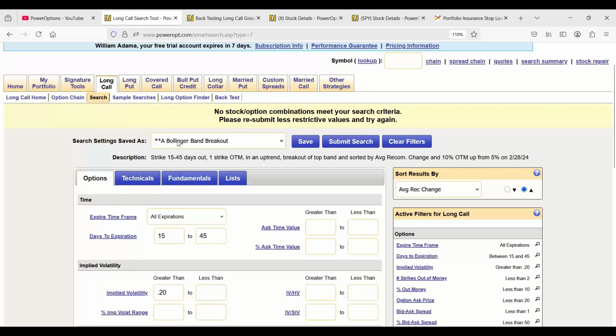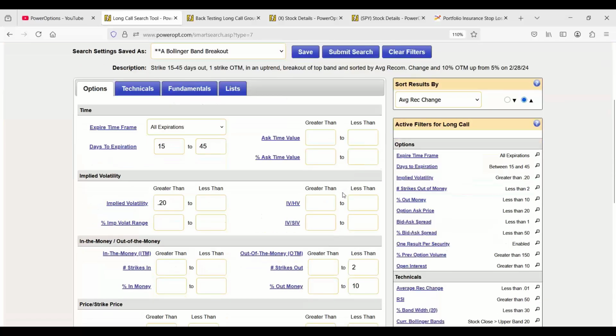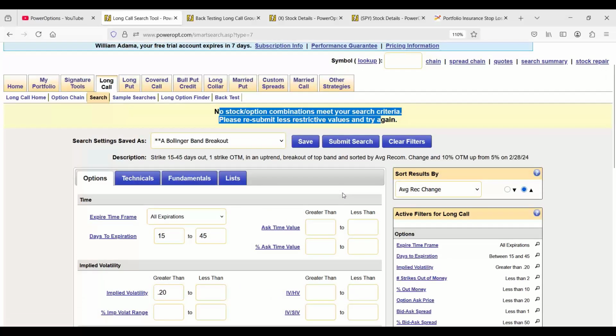I'm going to use that at a Bollinger Band breakout. If I don't see any results, well, I can change the criteria, but that's telling me that what Ernie went out and tested and looked for is showing no results. Right now might not be the best time to buy calls. Let me go to long puts. Let me check that search. Let me check the sample searches. Let me see what's there.